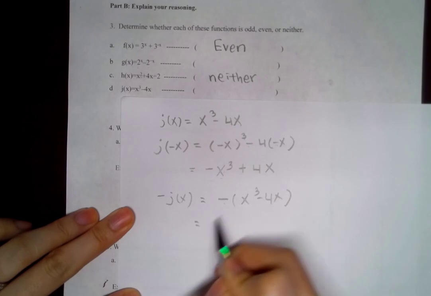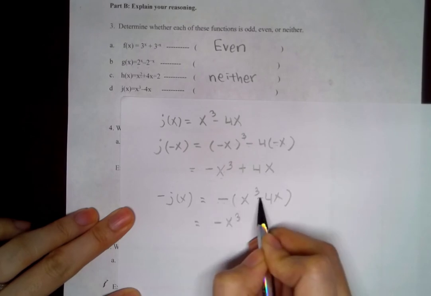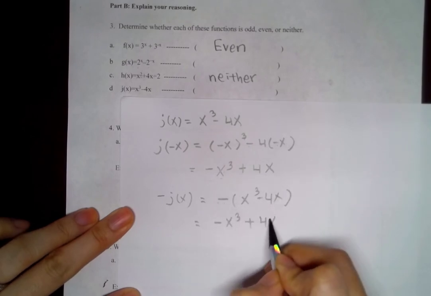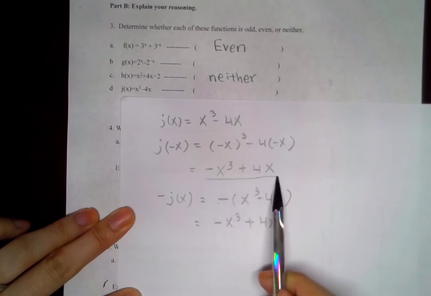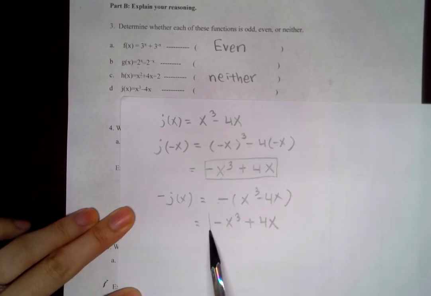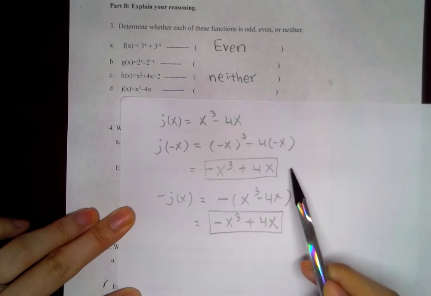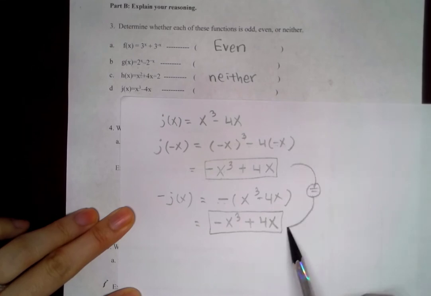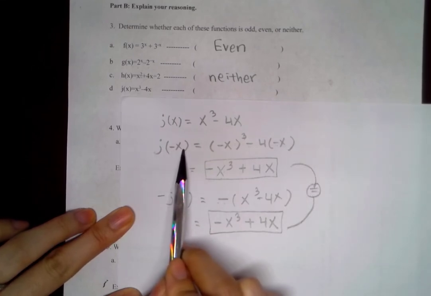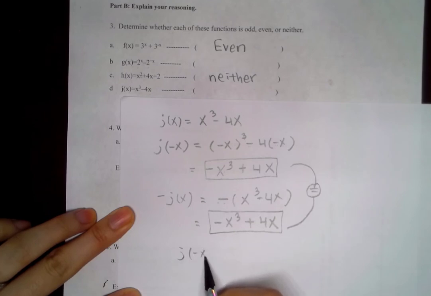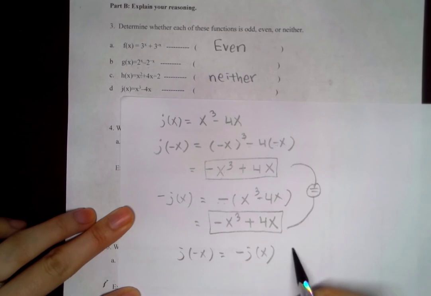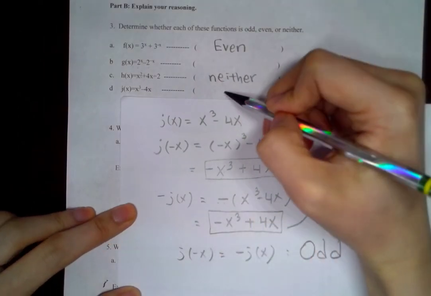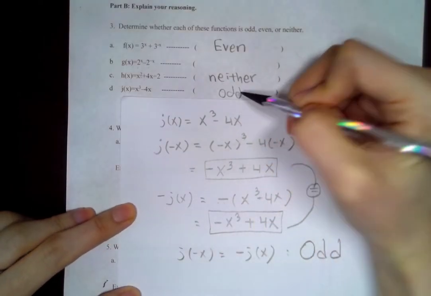Then you get what? That's negative x cubed, negative, positive. So look, now you get the same thing, right? Now you get the same thing here. They are equal. So what? Your j of negative x equals negative j of x, right? So what is that? That's the odd function definition, right? So for this one, I could answer that it's odd.